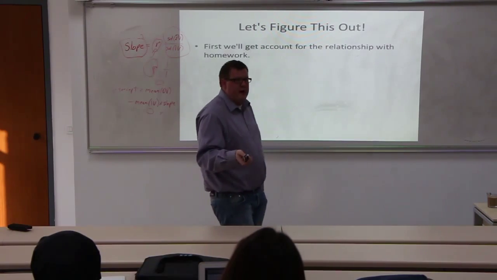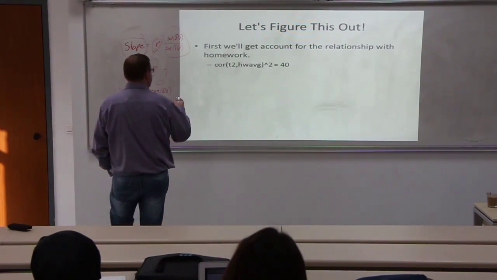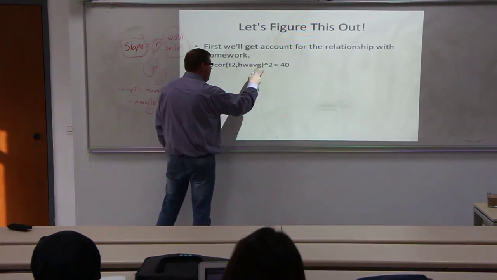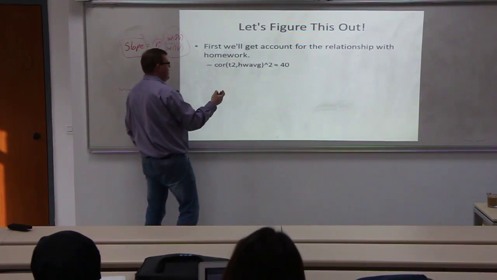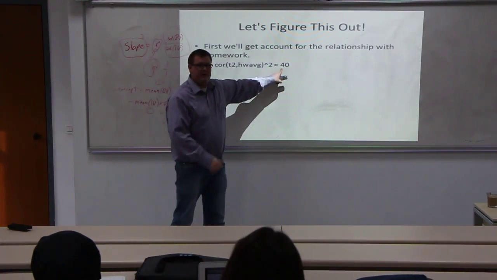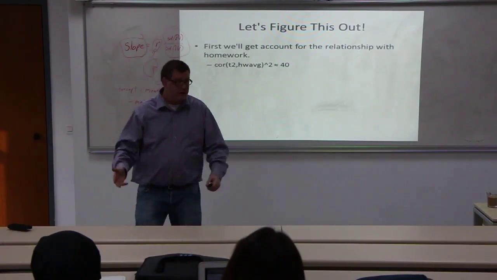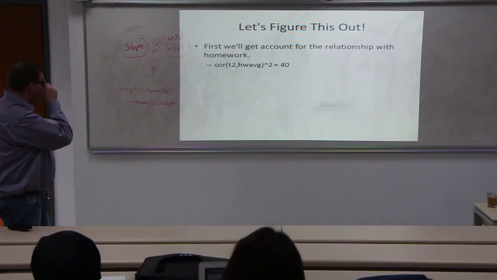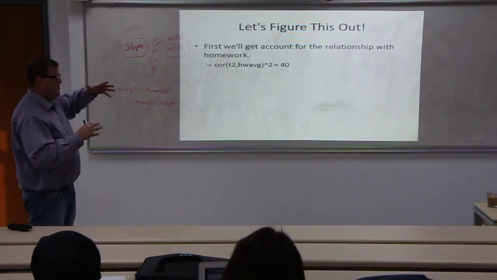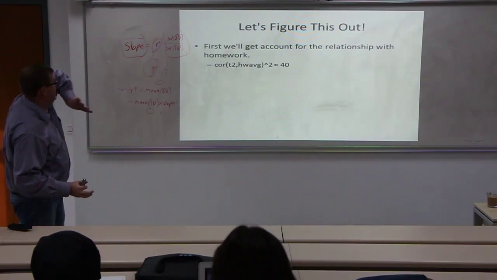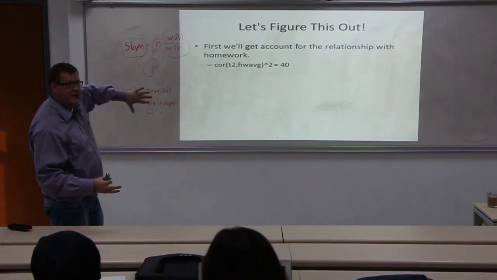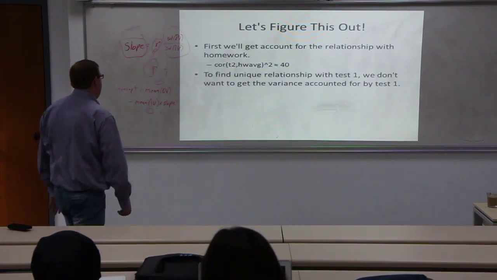So we've already figured this out. The correlation between our test 2 scores and our average homework scores, if we square this, we get the percent. Actually, this should be 0.4, so I multiply by 100 to give us the percent. That's the percent of variance in test 2 that's explained by homework.